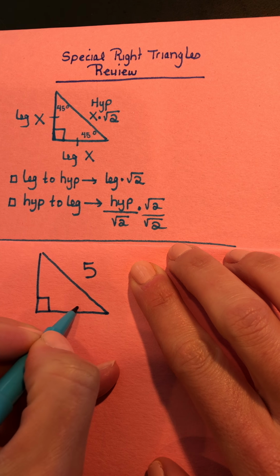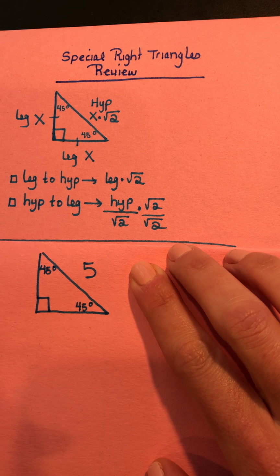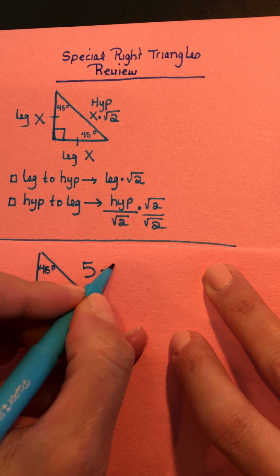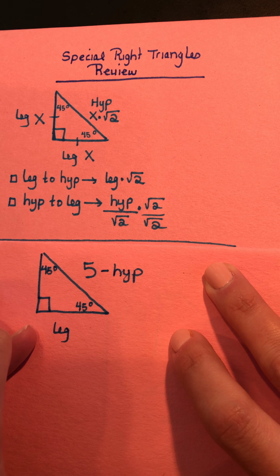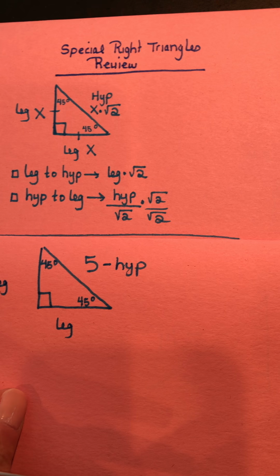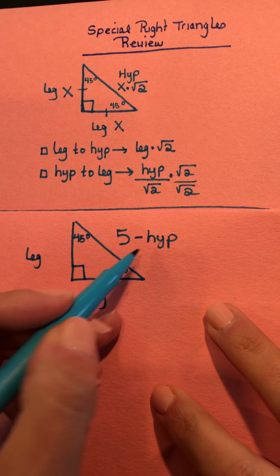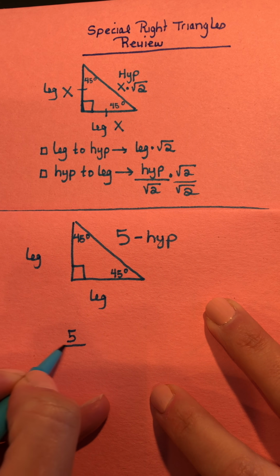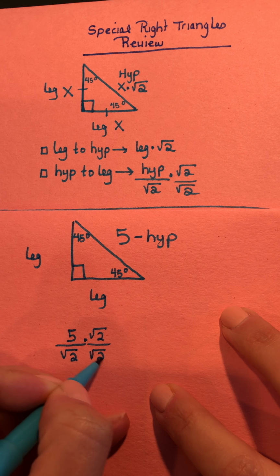Okay, so let's say we had this example. And the question said, find all of the missing sides. Well, you would know that you're given your hypotenuse and you need to find each of the legs. And the good news is each of the legs are exactly the same. They're identical. So because they're identical, I only need to find one of them. So to go from hypotenuse to leg, I'm going to divide by the square root of 2 and multiply by root 2 over root 2, okay?